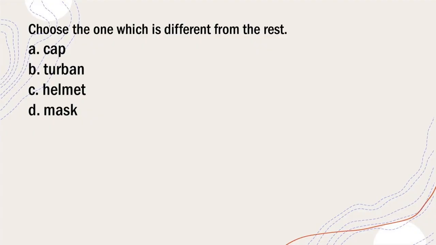But we notice that the mask, even though it is worn on the body, where do we wear it? That's right, we wear it on the face, while with all the other options, we wear them on the head, the turban, the cap, and the helmet. So our answer then is mask. Let's try another question.